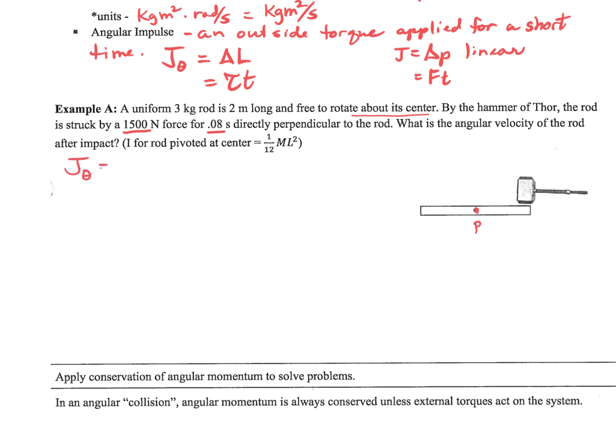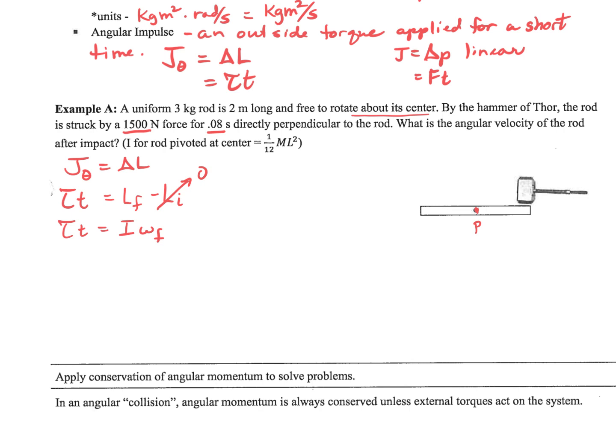We know this is going to be equal to delta L, and we want to know the angular velocity. Well, we know L is equal to I omega. So if we can find L, we can find I omega. This is also equal to torque times the amount of time, which is L final minus L initial. Well, L initial, if it's starting from 0, is going to be 0. In other words, it's not rotating. So what we have now is torque times time equals I omega final, so we can find the angular velocity.